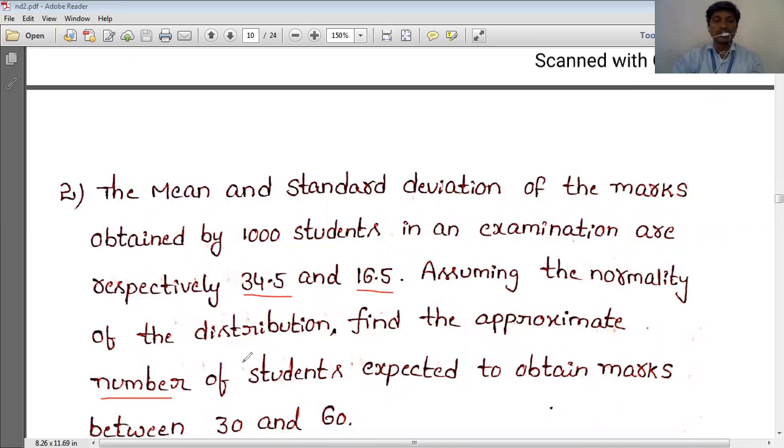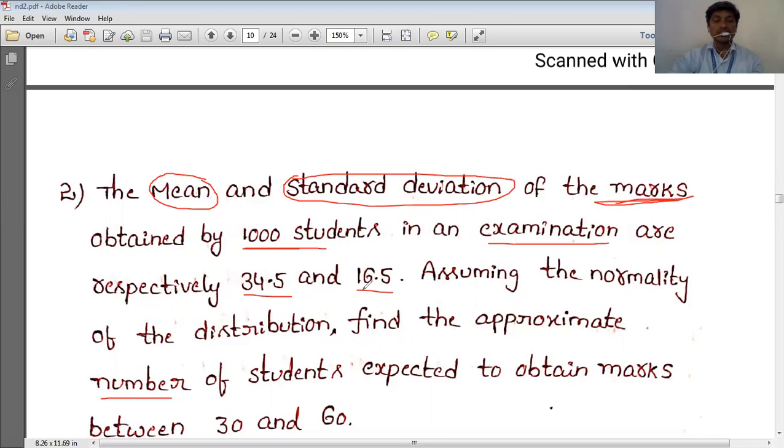First you need to understand the question clearly, and identify what information they give. Based on that we need to proceed. Here, first they mentioned the mean, as well as the standard deviation, of the marks obtained by 1,000 students in an examination, respectively 34.5 and 16.5.